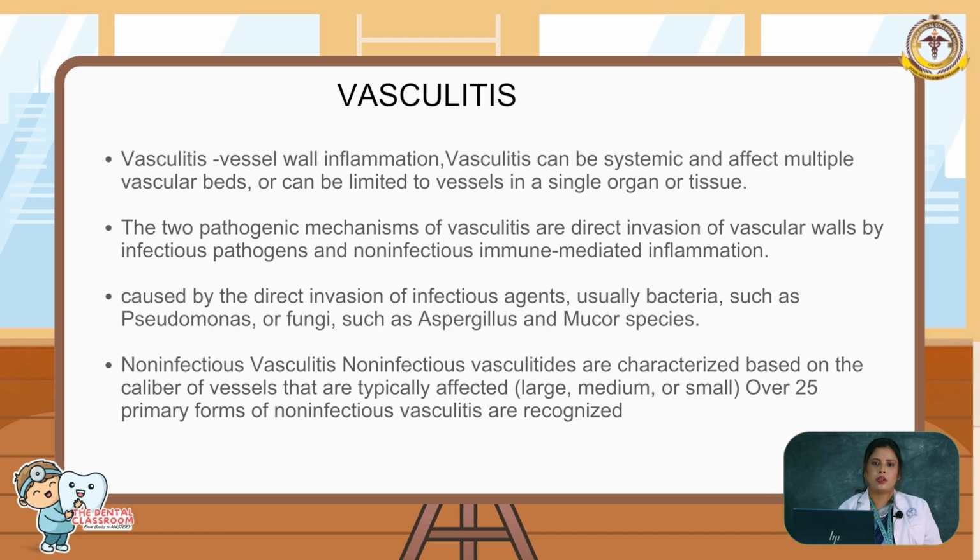And non-immune, the causes will be more commonly infectious. The infection can be bacterial or fungal. In bacteria, Pseudomonas is the most common organism that causes vasculitis, or in fungal, it can be aspergillosis or mucormycosis. So, non-infectious vasculitis is characterized based on the caliber of the vessel that it affects. So, we have classified non-infectious vasculitis into large vessel, medium vessel, or small vessel vasculitis. There are over 25 primary forms of non-infectious vasculitis that have been recognized.